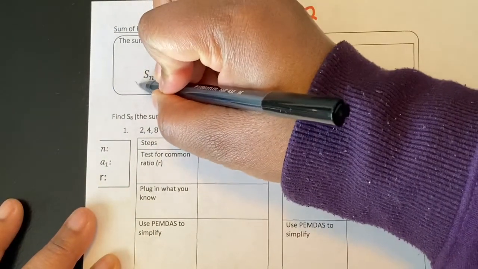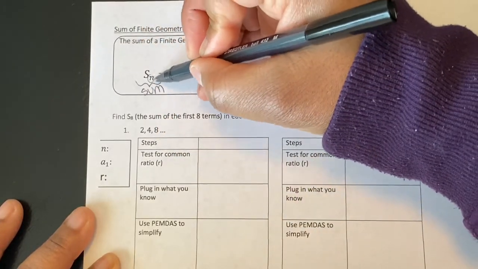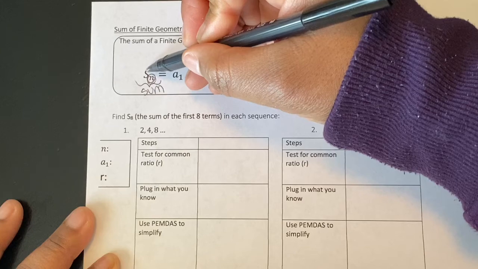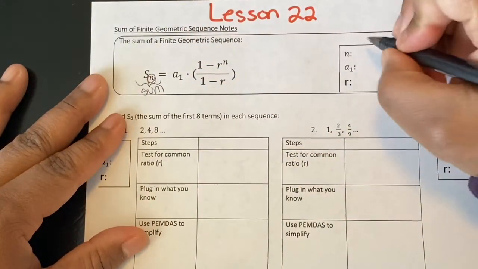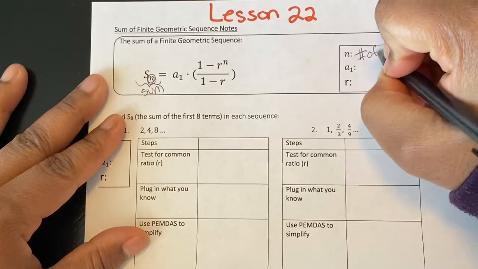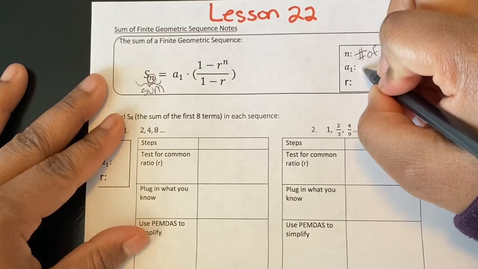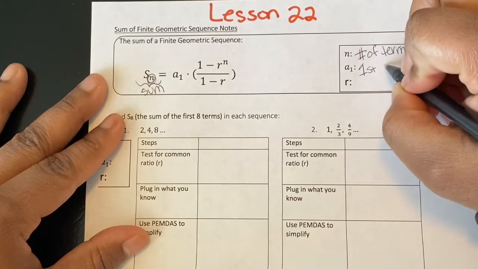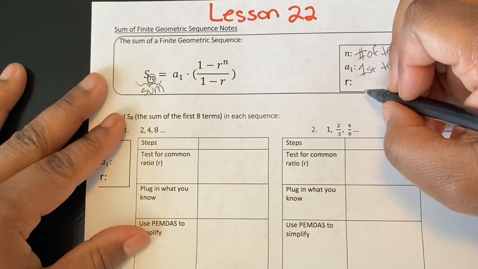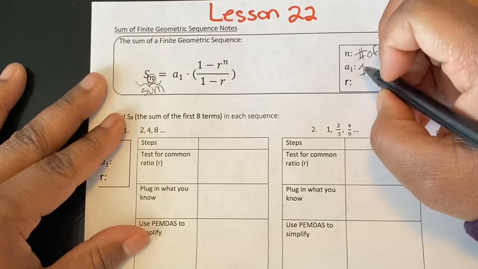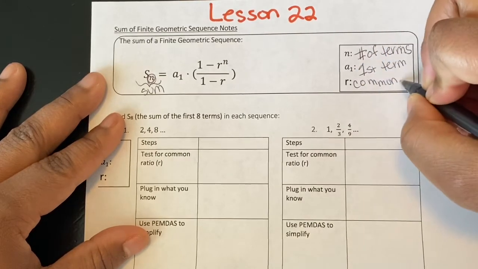So again, this is the sum of a specific amount of terms. So the sum is for S, and N represents the number of terms. So N is the number of terms, just like with arithmetic. A sub 1 is the first term. And R, as we know from our previous discussion of geometric sequences, is the common ratio. Or what are we multiplying by each time?